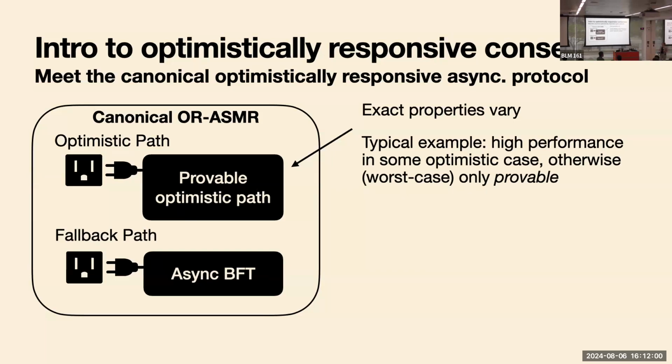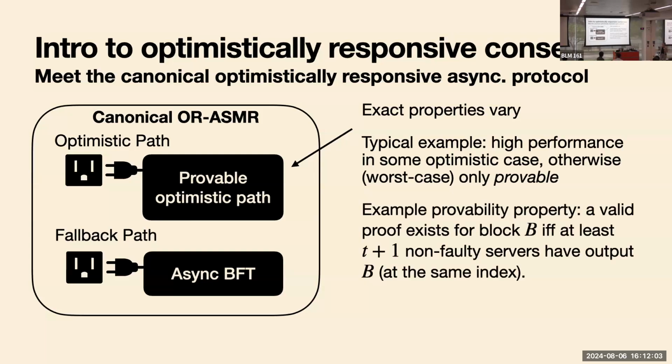We're just going to require that it is provable in some sense, which it is the writers of those papers' job to define formally. But an example of what I mean by a provability property is something like there is a quorum certificate that proves to somebody else that a sufficient number of non-faulty parties think this is really a legitimate output by the protocol. So for example, a valid proof exists for block B, i.e. there is some string that I can show you to convince you that this is a real certified block from the protocol, if and only if at least some number of non-faulty servers actually output that thing at that spot.